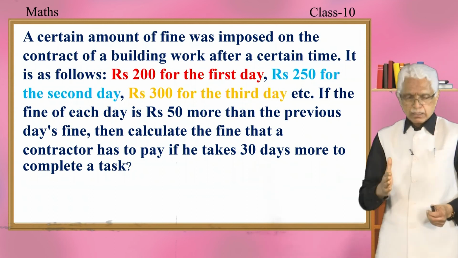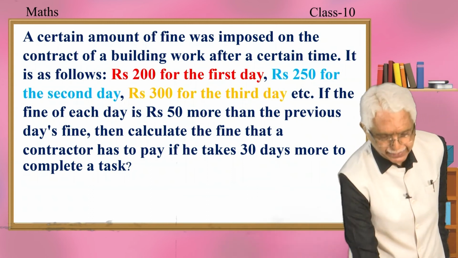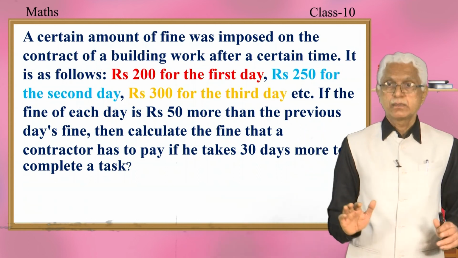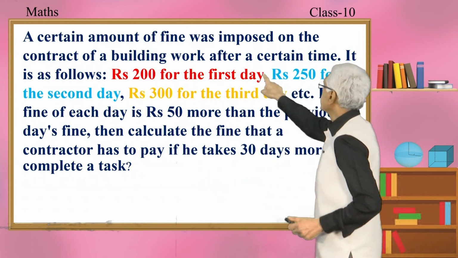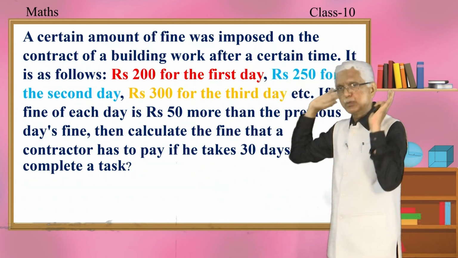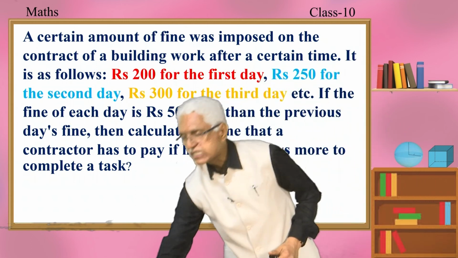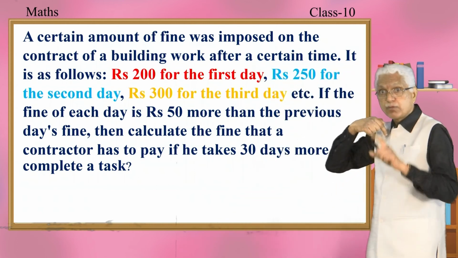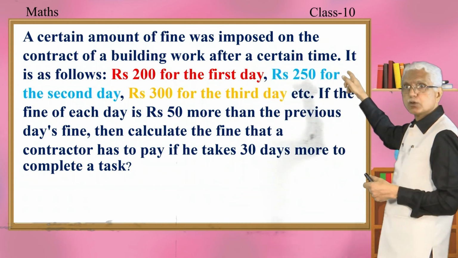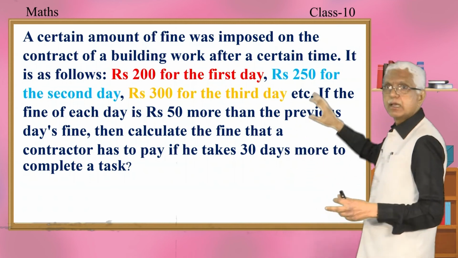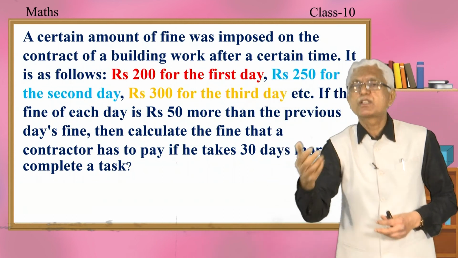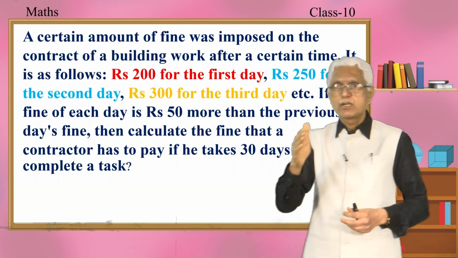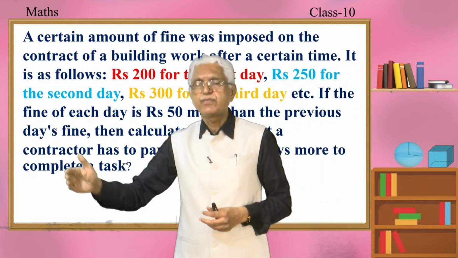The work was to be completed by today, no fine. I took one extra day, what is the fine I have to pay? 200. I took another extra day, how much fine I have to give? 50 rupees more than the first day, 250. Third day, 50 rupees more, 300. Fourth day, 50 rupees more, 350. 200, 250, 300, 350, etc.